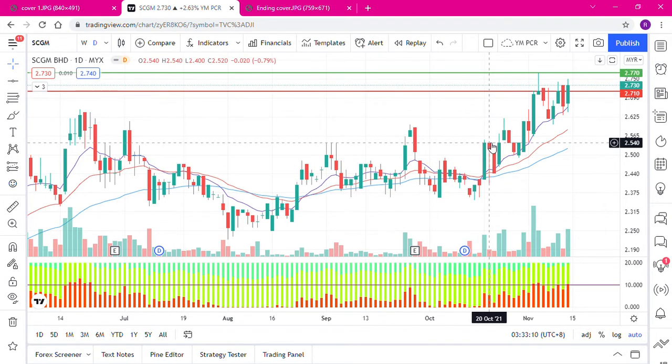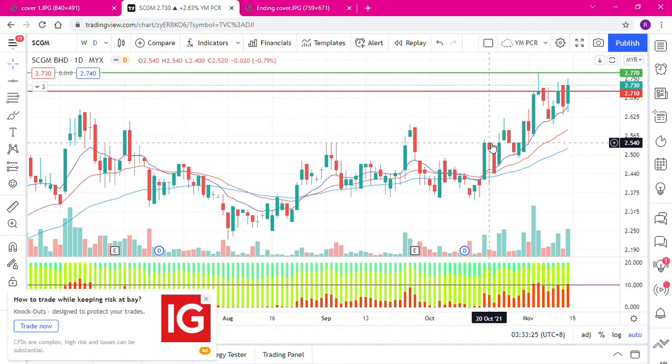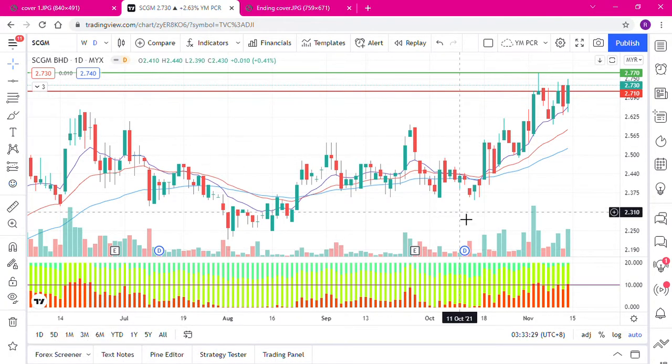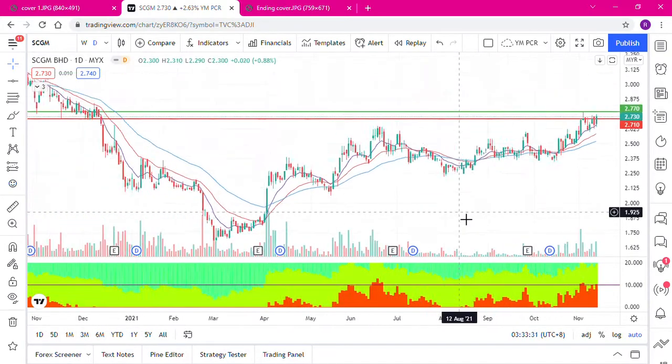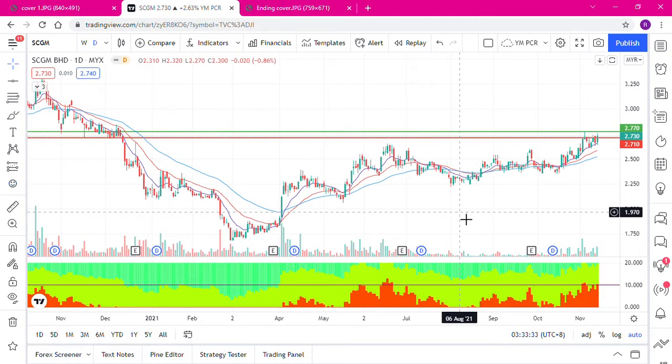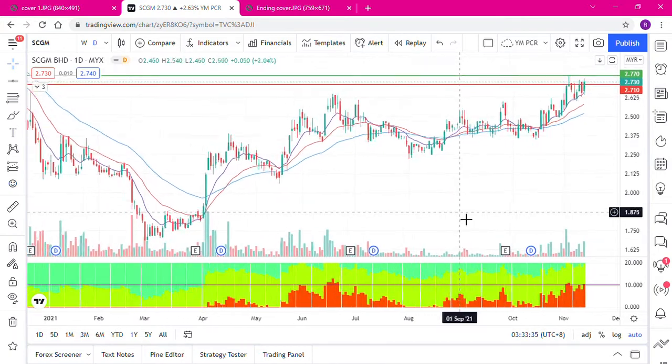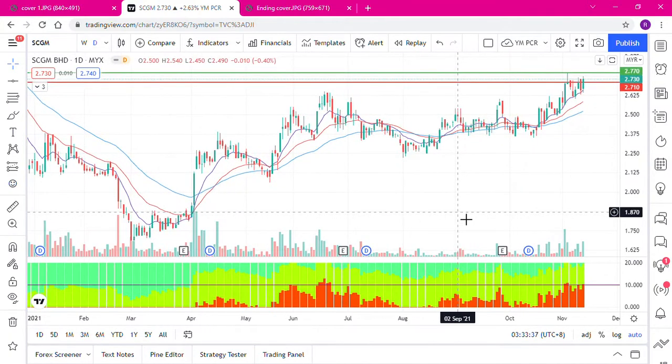SCGM, if you haven't heard of it, is one of the largest packaging companies in Malaysia, and it has benefited directly from the economy reopening recently in Malaysia. So let's look at the chart of SCGM. We drag to the longer time frame. As you can see, not bad. A quite good looking chart.